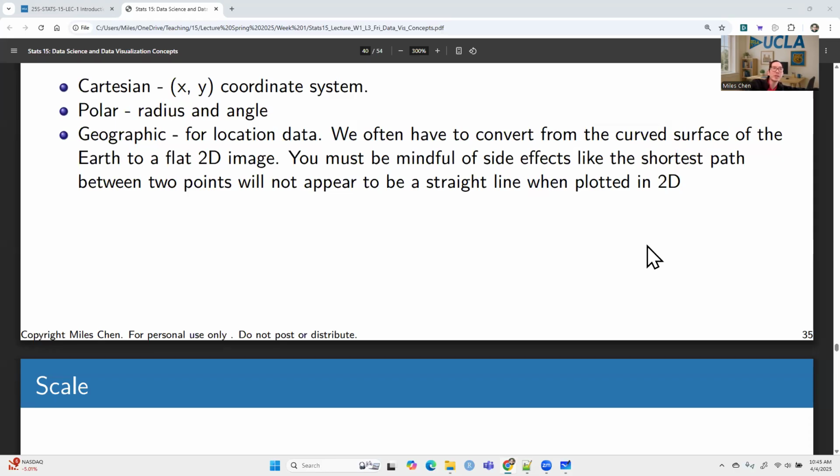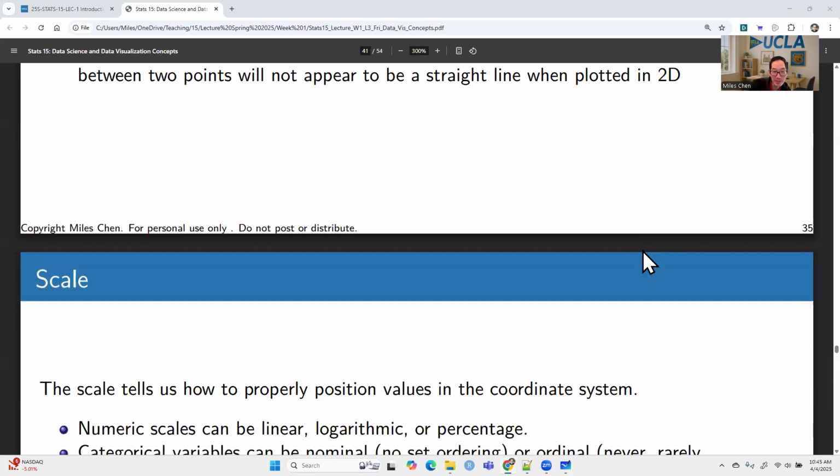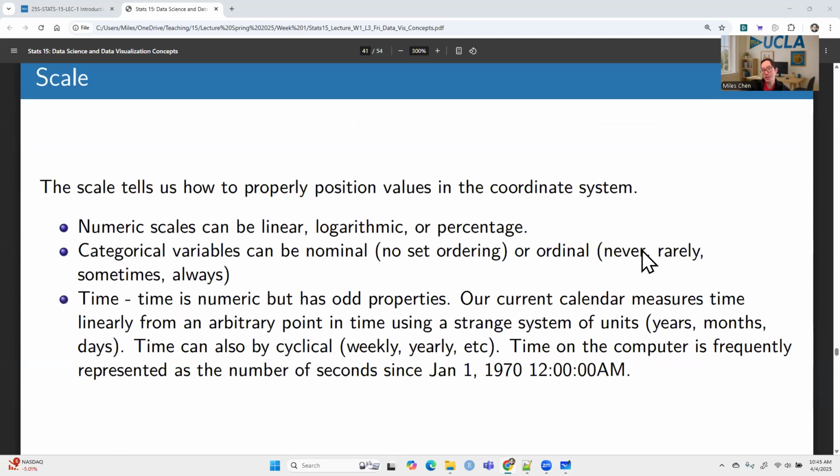But then you have to be careful when you measure distances on the Earth. The shortest line between two things on the surface, when you lay them flat on the map, looks like these curved lines and stuff. Okay. Scales, things to think about.